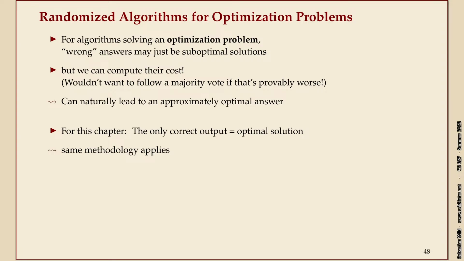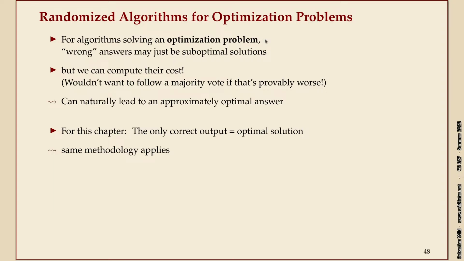At this point, I thought it's useful to make a short comment on what happens with randomization in optimization algorithms. Because the majority vote that we've just discussed makes a lot of sense if you have a decision problem where there's only yes or no outputs. If you have an optimization problem, you could have a randomized algorithm that outputs any kind of feasible solution, but it need not necessarily be an optimal one.